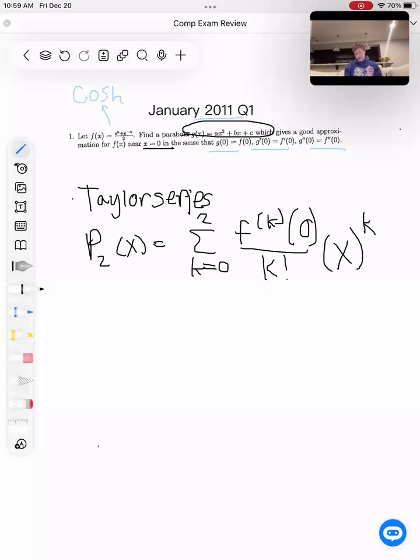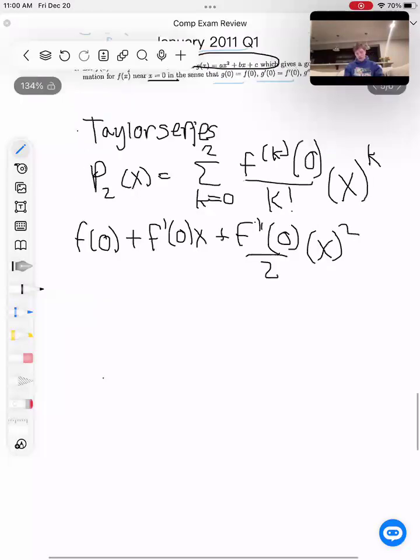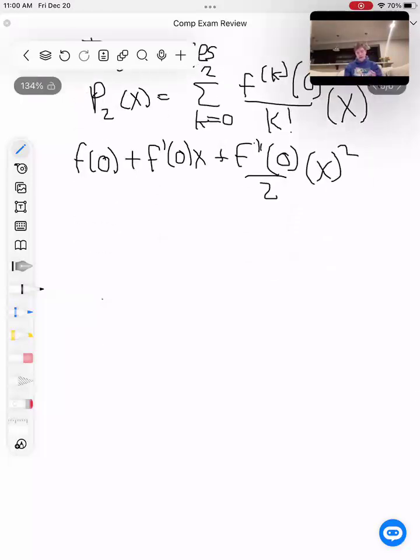Awesome. So if we were to expand that all out, all that would be is f of 0, plus f prime of 0 x, because 1 factorial is just 1. When we divide by 1, nothing's really going to happen. And then plus f double prime of 0 over 2 times x minus 0 squared. So really all we need to do is find f of 0, f prime of 0, and f double prime of 0.